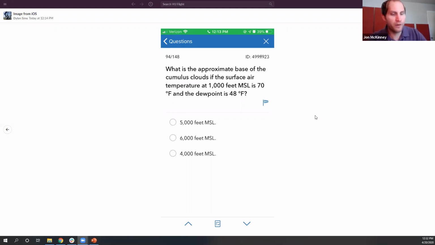So I'm just opening up my phone and I have a calculator right there. And so I have 70 degrees, subtract 48. So the temperature dew point spread is 22 degrees Fahrenheit. I'm going to divide by 4.4, and that gives me an answer of 5. So I'm expecting the base of the clouds to be 5,000 AGL above the ground. However, the answers are MSL, and it says that the 1,000 foot temperature MSL was 70. So I need to add that 1,000 to my 5 answer. So that's going to put me at 6,000 for the correct answer?